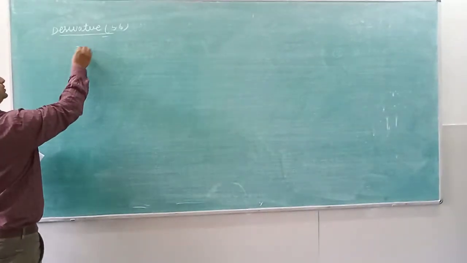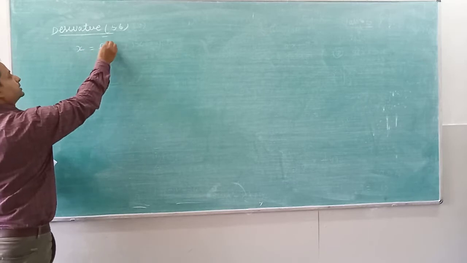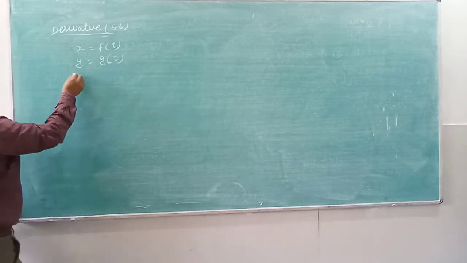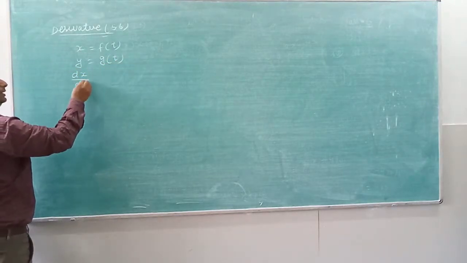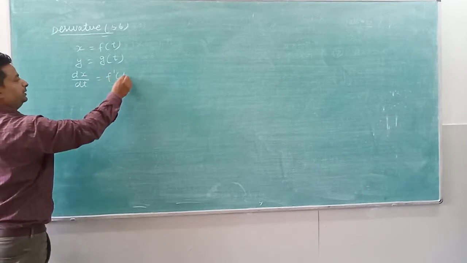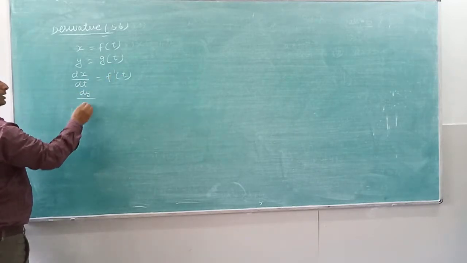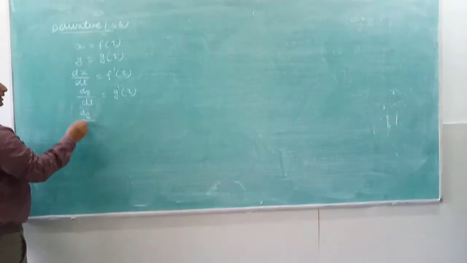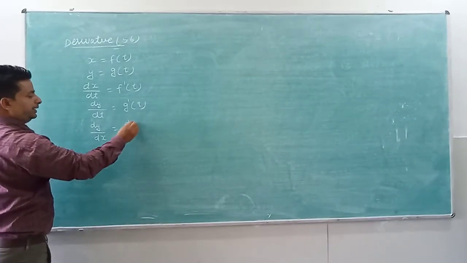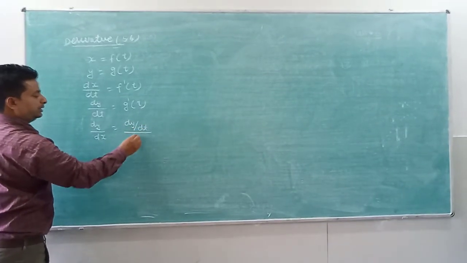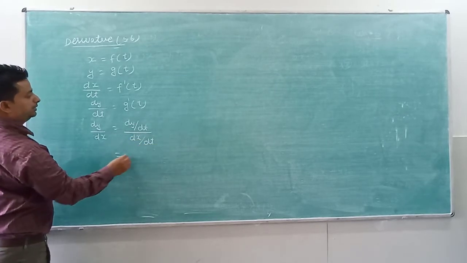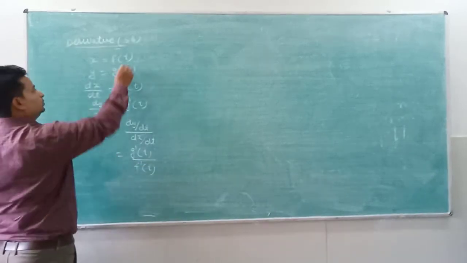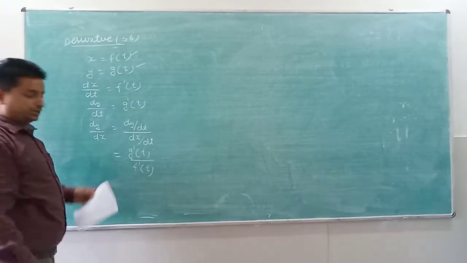In this exercise we use parametric equations, that is x is equal to f(t) and y is equal to g(t). First we find dx by dt, that's f dash t. Then we find dy upon dt, which is g dash t, and for dy upon dx we divide dy upon dt over dx by dt, that is g dash t upon f dash t. These two equations are called parametric equations.